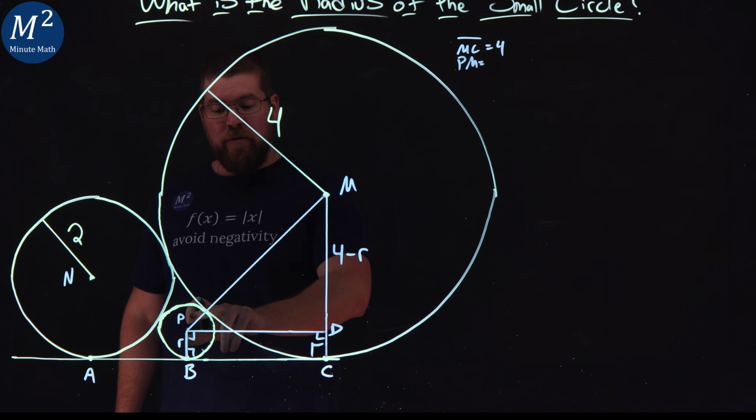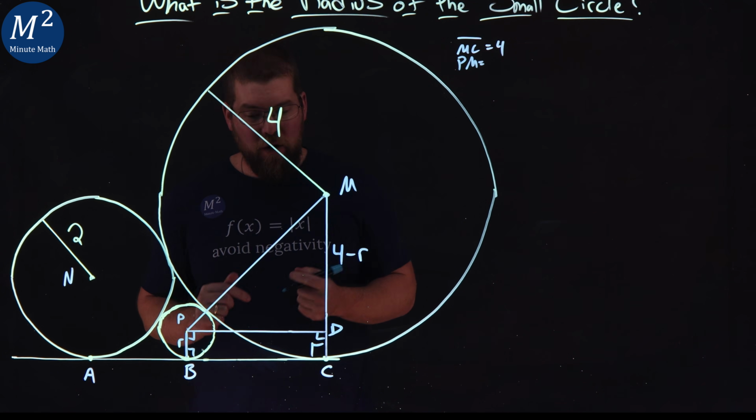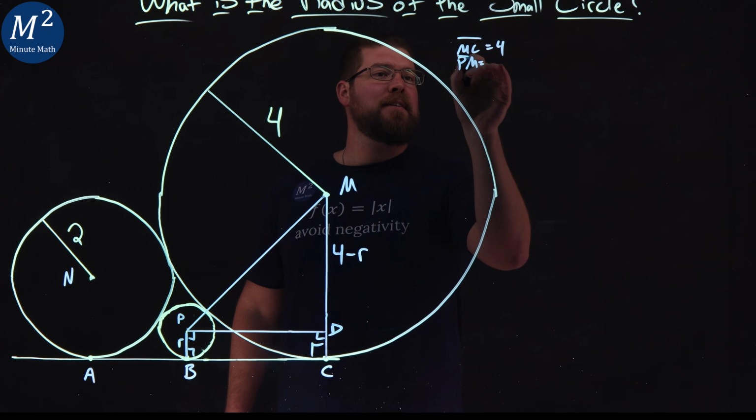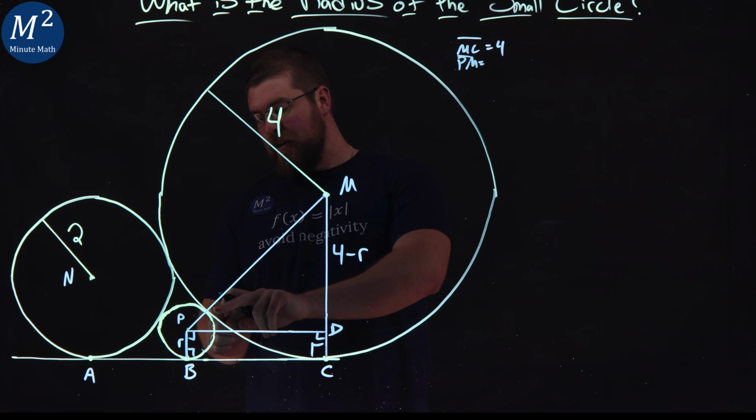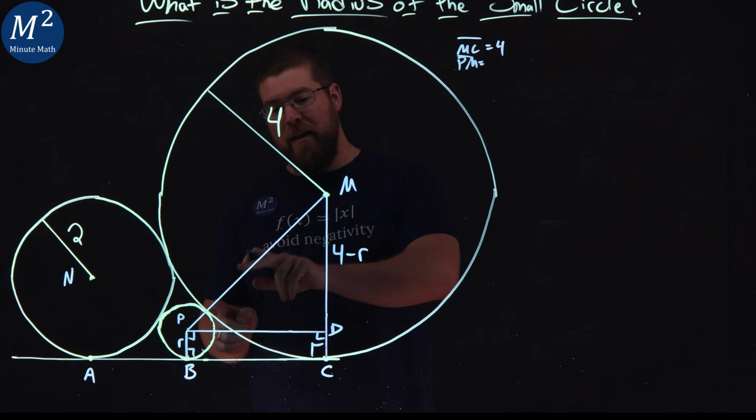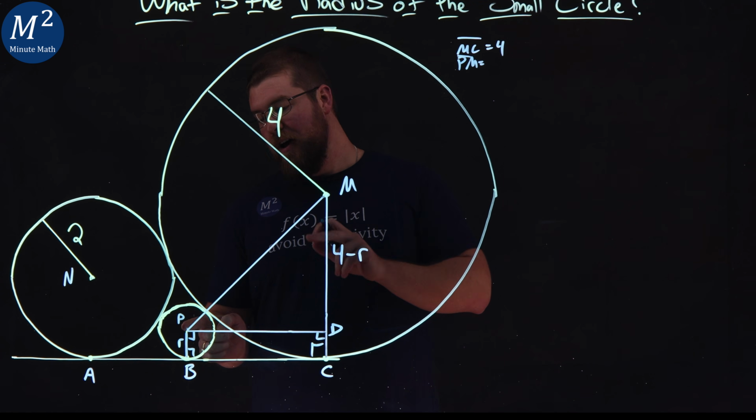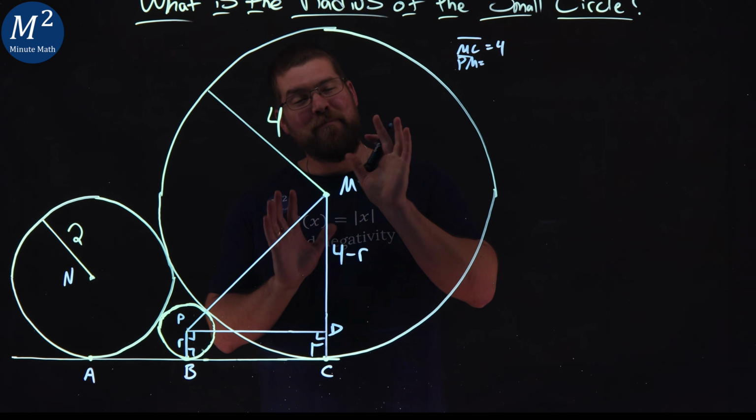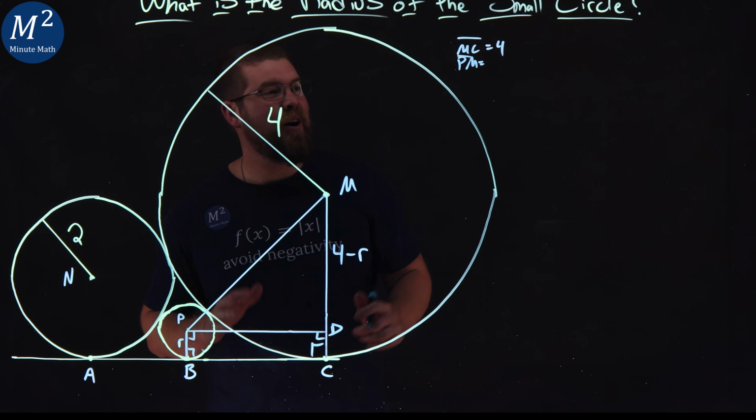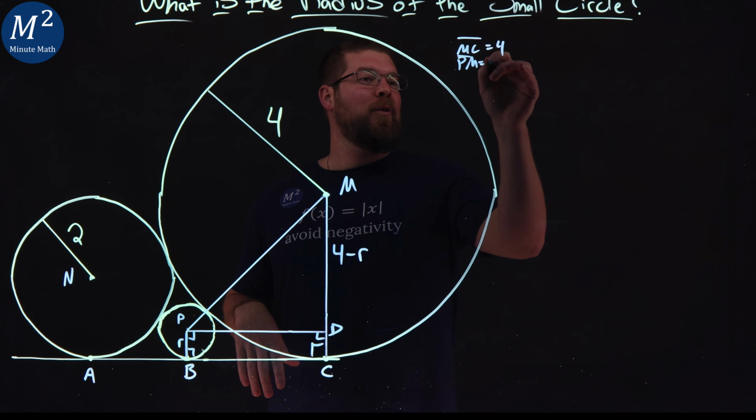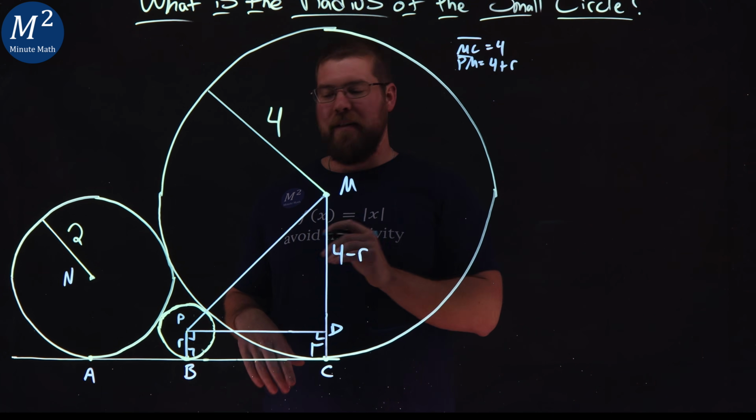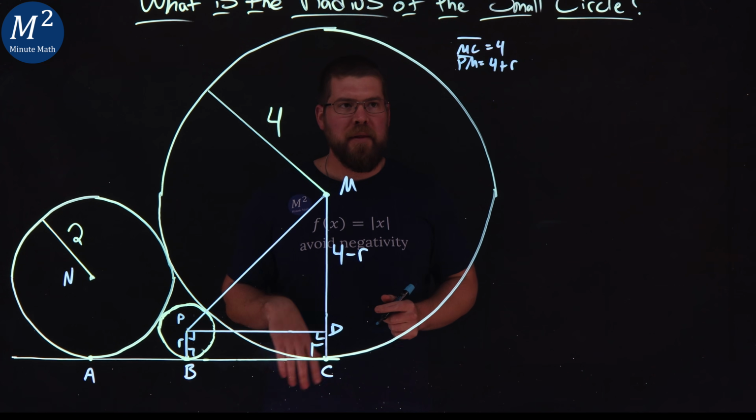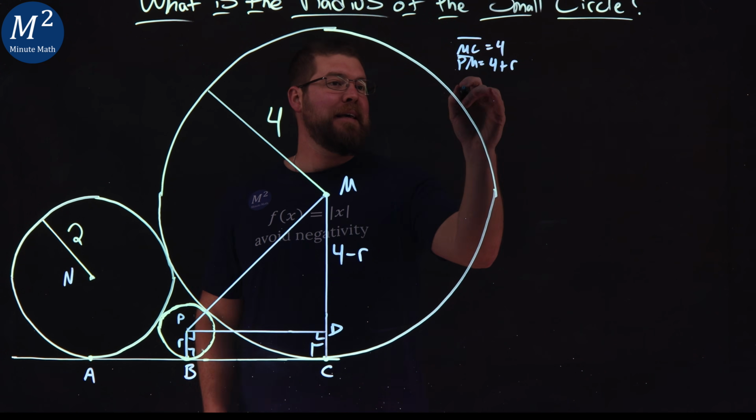PM is the length of this radius plus 4 that goes with it. So PM is P to this point, and then that point to M, that has a radius of 4. The radius of the big circle is 4, the little circle is R, so 4 plus R is the length of PM. All right, well, what's the length of PD?